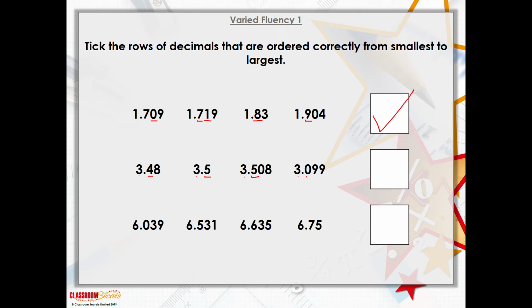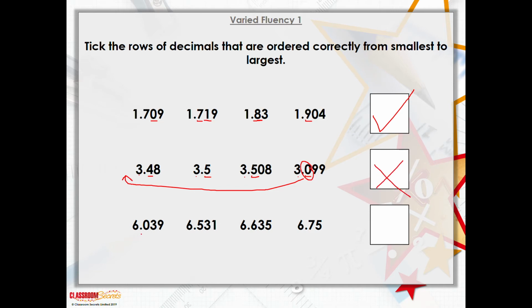And then in this one, in the tenths column, I've got a 0. So what does that tell you? Does it tell you they're in the right order? If I've got 3.4, 3.5, 3.5, 3.0. Well, we know that 0 is smaller than 4 or 5. So 0 tenths is going to have to be smaller than 3.4 or 3.5. So it's not in the right order.